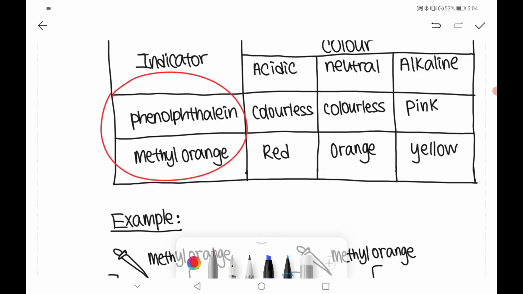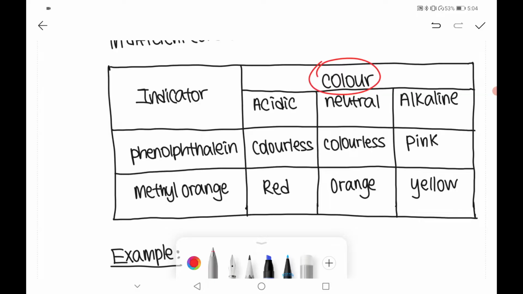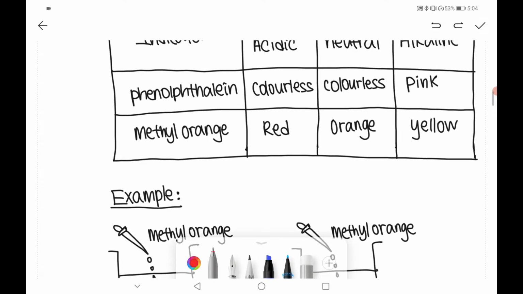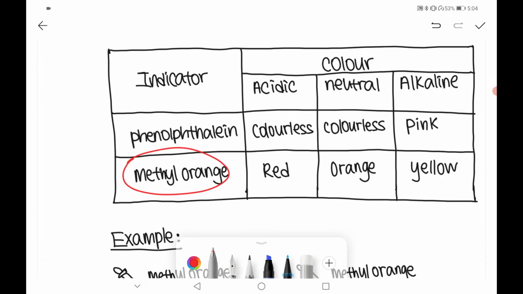So make sure you know these two indicators, and you need to know their colors in 3 conditions. Phenolphthalein in acidic condition is colorless. Phenolphthalein in a neutral solution is colorless also. But when you put phenolphthalein into alkali, you will see a pink color. Methyl orange, if you put in acid, will give you a red color. In a neutral solution, you will see an orange color. And in an alkali, you will see a yellow color.